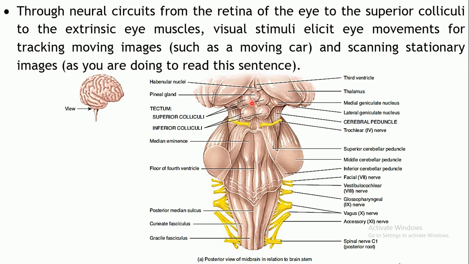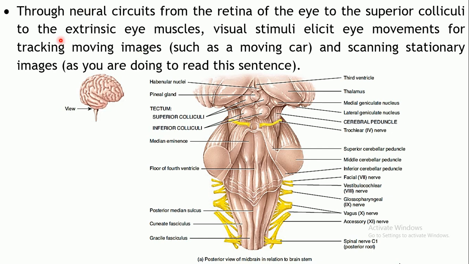They will be supplied with neurons arising from the retina of the eye. So some visual input will be given to these superior colliculi. From here, the motor impulses will be sent towards the extrinsic muscles of the eye. So some visual stimuli elicit movements of the eye, right? For example, you can track a moving image, such as a moving car. You can track it, right?